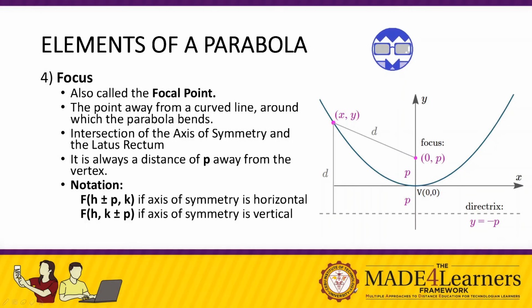Let's continue where we left off. We have the next elements. So we have the focus, also called the focal point. Take note that the focus is a point. It's a point away from the curved line. In this scenario, our parabola is the curved line around which the parabola bends.